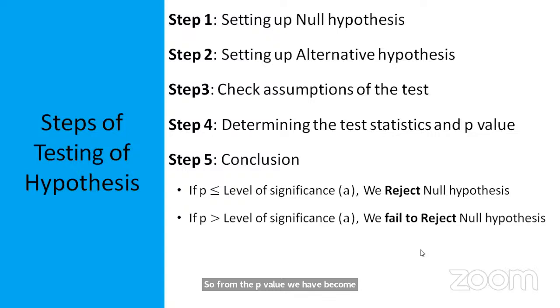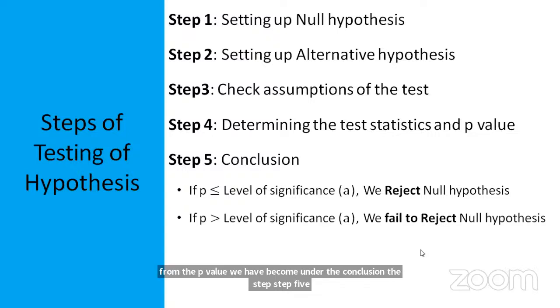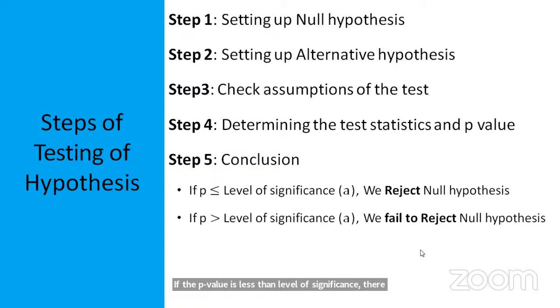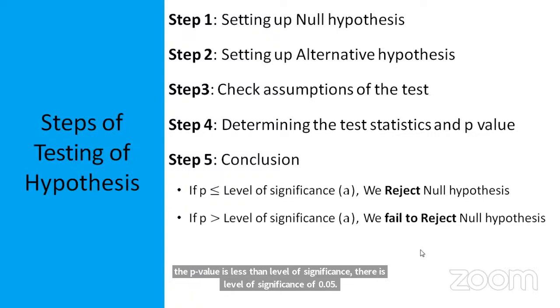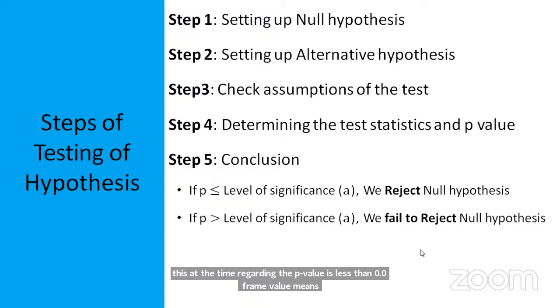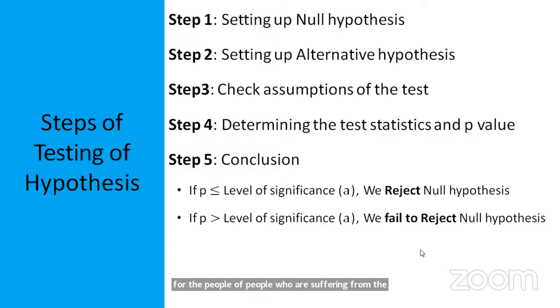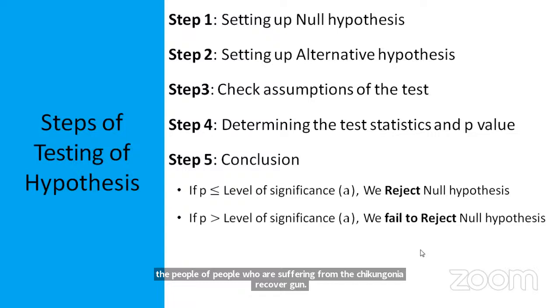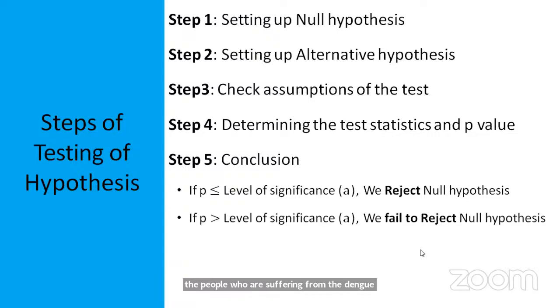If the p-value is less than the level of significance, that is 0.05, we reject the null hypothesis. For example, if I get a p-value of 0.01 for whether people suffering from chikungunya recover faster than people suffering from dengue, it is much less than 0.05. That's why I reject the null hypothesis and go with the alternative hypothesis.